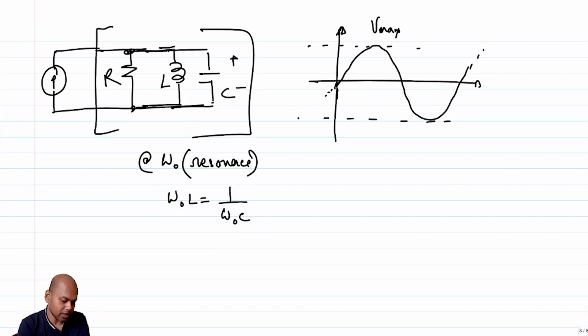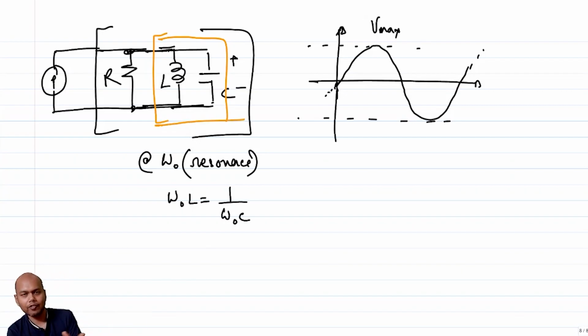By the way, at resonance, this L and C are isolated. They have their own world and it's not interacting with R at all, correct? So what will be the current through the capacitor? Or even before that, let's see what is the Q of the tank. If I have to find out the network Q, by definition, it is omega naught times energy stored. And what is the energy stored? Energy stored in the capacitor plus the energy stored in the inductor, right?